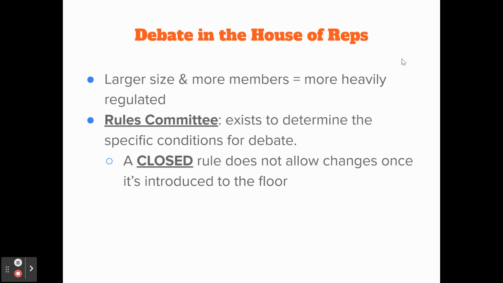So it's a major advantage to have a majority on the Rules Committee because you can establish what the ground rules for debate are on a particular bill. Before the entire House of Reps gets to debate and vote on a bill, the Rules Committee will typically attach a rule, basically just the conditions for debate, to a particular bill.